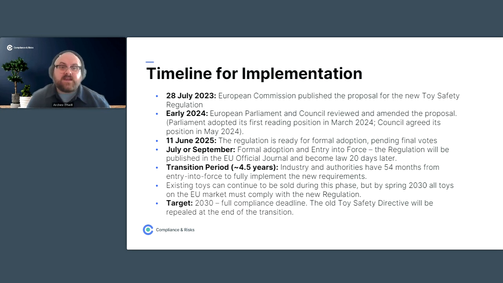So we're looking now at the next plenary session, either July or September, that this is going to enter into force. Then you'll have a transition period, which is fairly generous. It's 54 months after entering into force. I know it's 4 or 5 years. It seems like a long period, but there are a lot of things to do in this regulation to get yourself up to speed.